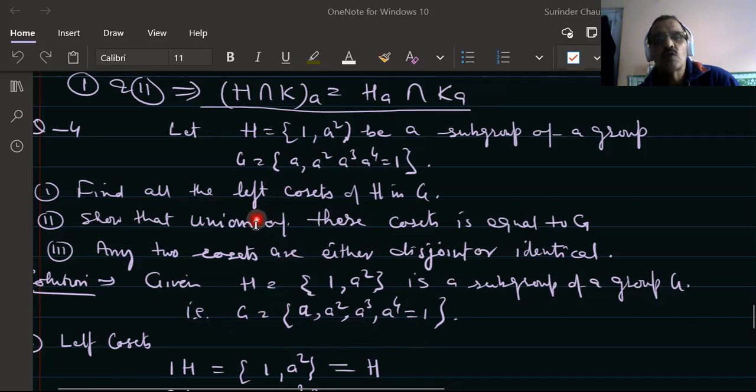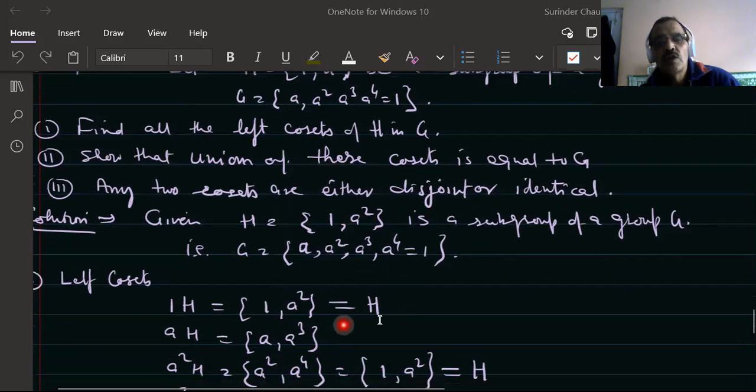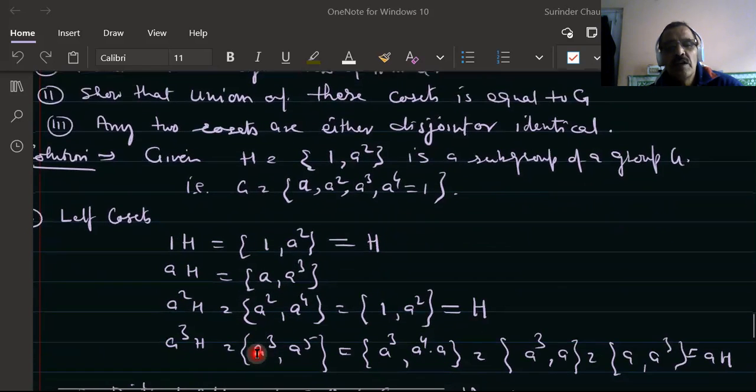Now let's find the left cosets of H. You can find the right ones also. So multiply by 1: 1 into H will be equal to 1 and A square. This will be equal to H. Now A into H is multiplying the elements of H by A. Similarly, this is equal to A and A cube, since A to the 4 is equal to 1. This is again equal to H.